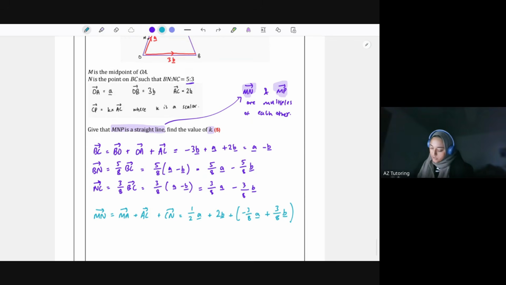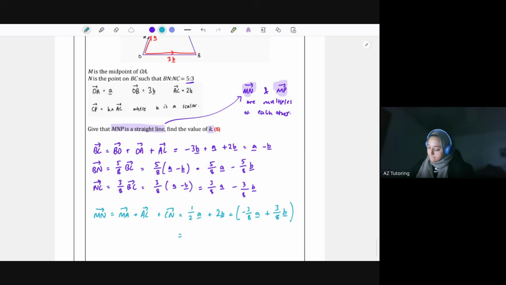Okay, let me tidy that up. So that gives us a half A plus minus 3/8A, which is minus 3/8A, which gives us 1/8A. And then we've got 2B plus 3/8B, which gives us 19/8B. Okay, perfect. So we found MN. We've done that. The next thing we need to find is MP.